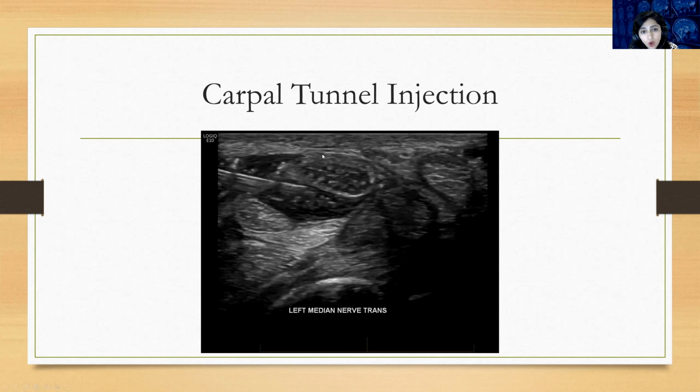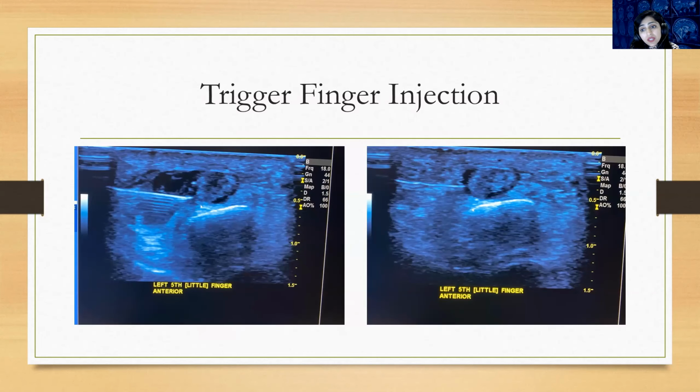Because even at the top, the purpose of injection is to inject deep to the flexor retinaculum. So if you are deep to the flexor retinaculum along the nerve, it's okay. Some people prefer injecting at the bottom of the median nerve, some people prefer injecting at the top of the median nerve. So it's the same.